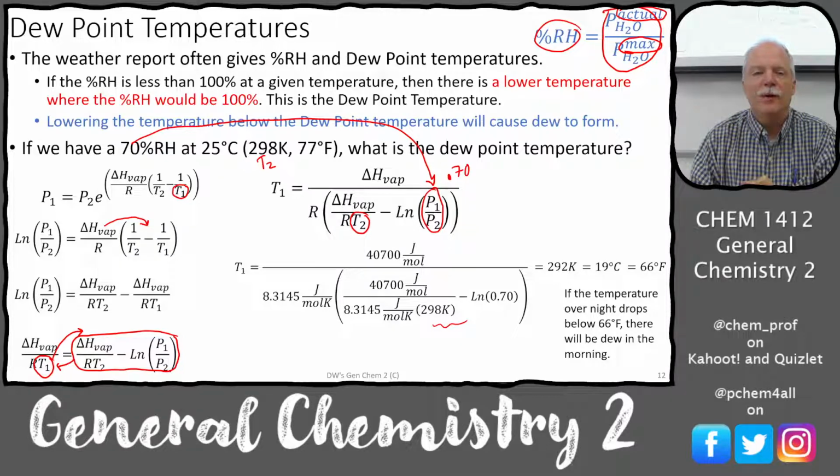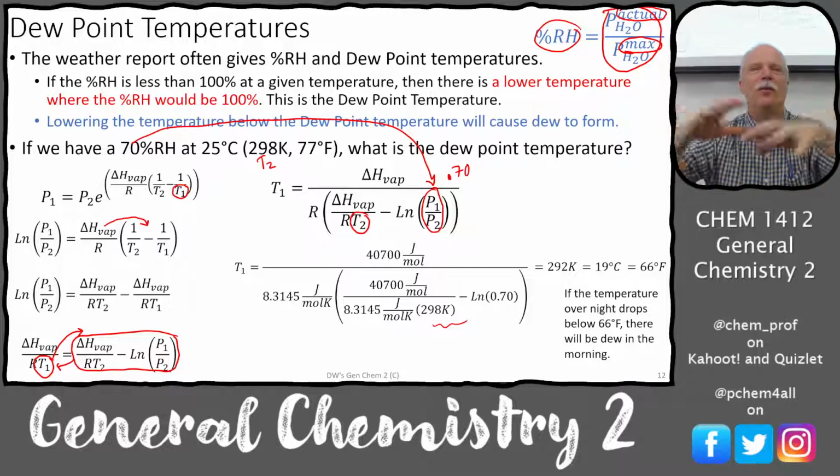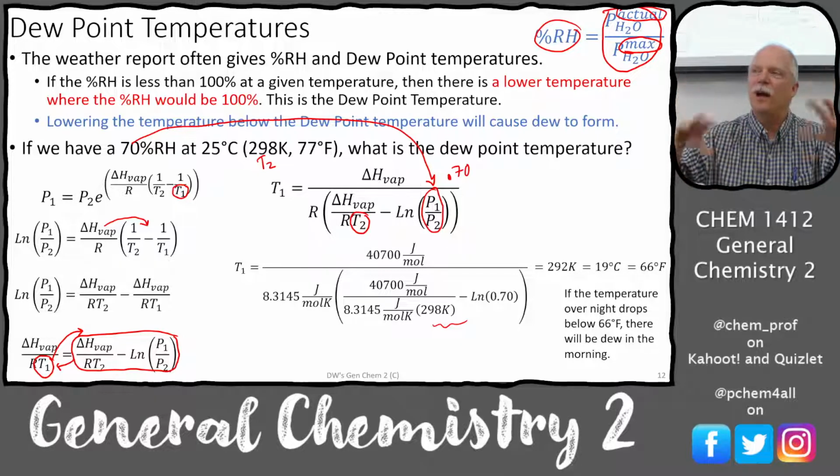Does that help explain where dew point comes from? It's that temperature at which the relative humidity becomes 100%. If you go below that temperature, then you've got more water in the air than needs to be there, and so that water starts to come out and spontaneously form droplets.